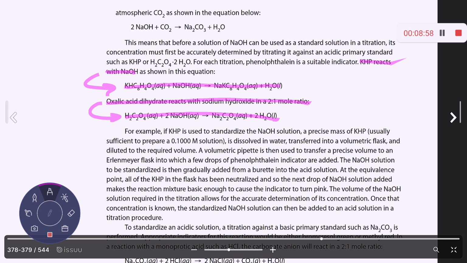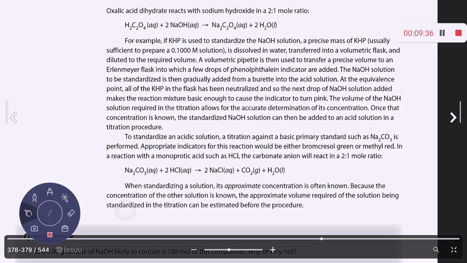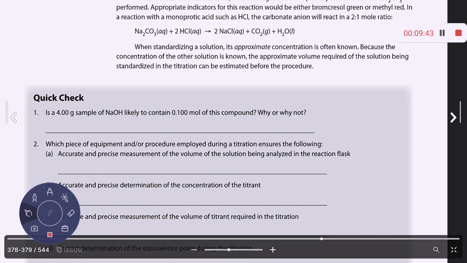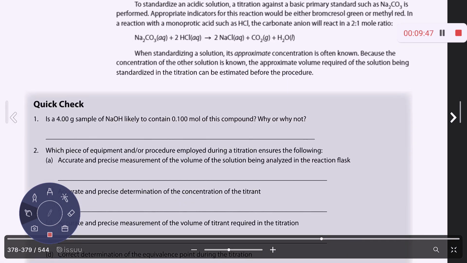And then this tells you that if you're trying to use KHP to standardize NaOH, meaning use KHP to figure out what the unknown concentration is for NaOH, you usually measure out a really precise amount of KHP, and then you put it into a volumetric flask with some water, and then you make a really accurate or precise concentration of it. I think that's about all I need to highlight there. They also tell you some appropriate indicators on this page in case you need it later.